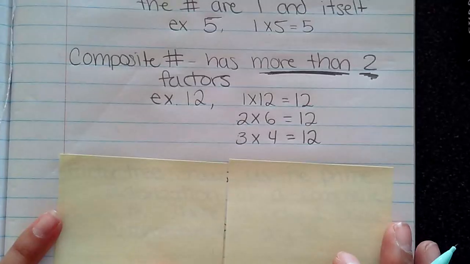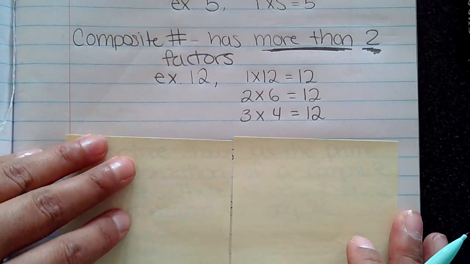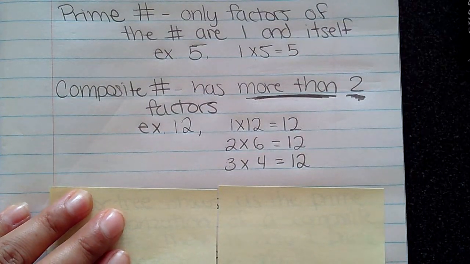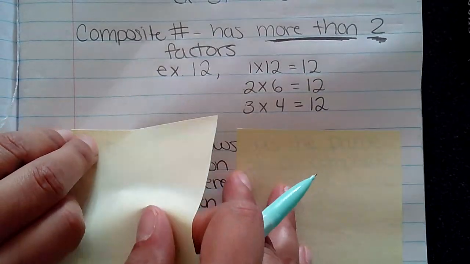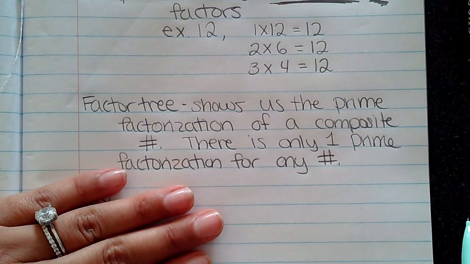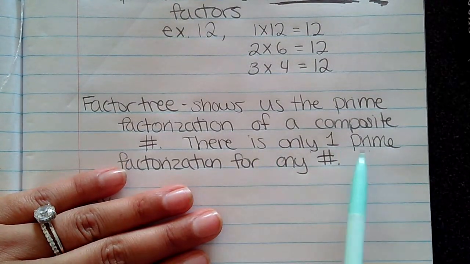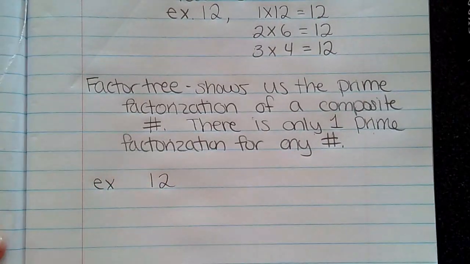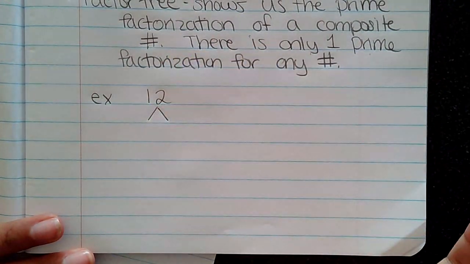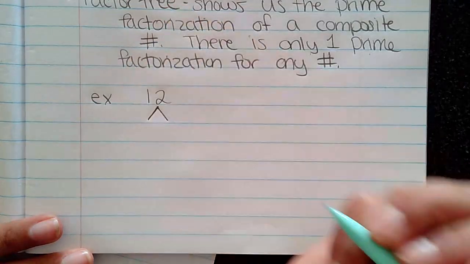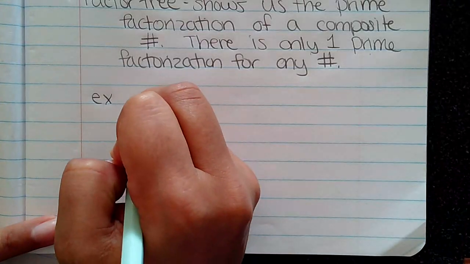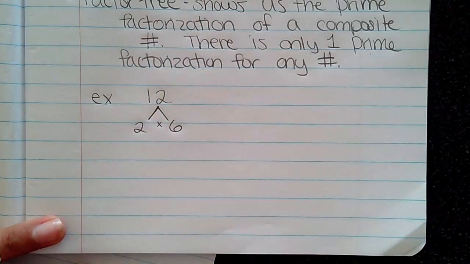All right, so when we do prime factorization, what we're looking for is we're taking a number and we're breaking it down into the prime factors. Okay, so we use what's called a factor tree. A factor tree shows us the prime factorization of a composite number. And there is only one prime factorization for any number. So if I want to look at this example, 12. We call it a factor tree because it actually looks like a tree. So what are two factors that I know when I multiply them together, it gives me 12? I know that 2 times 6 is 12.